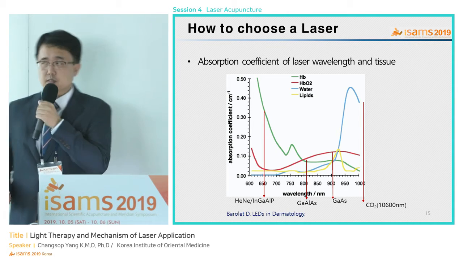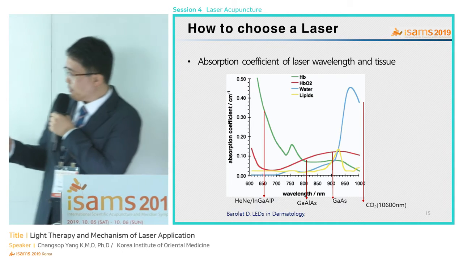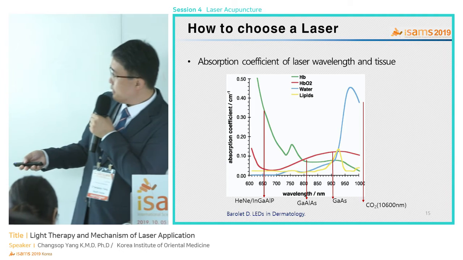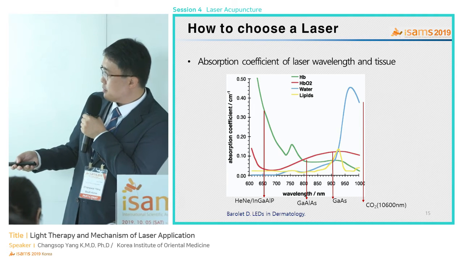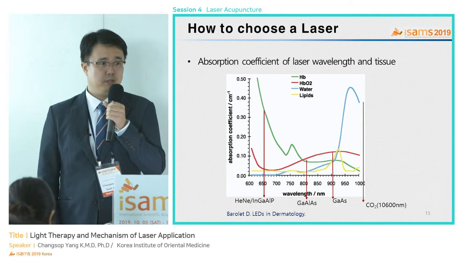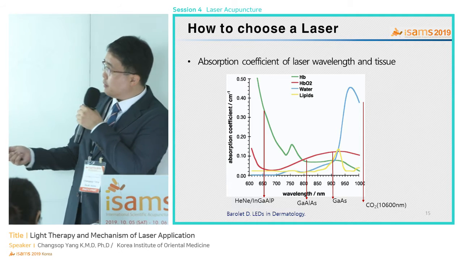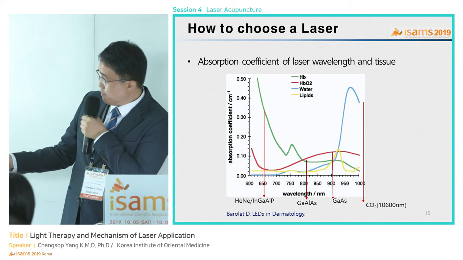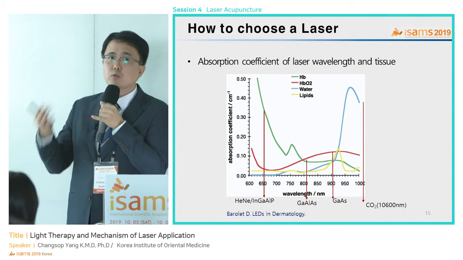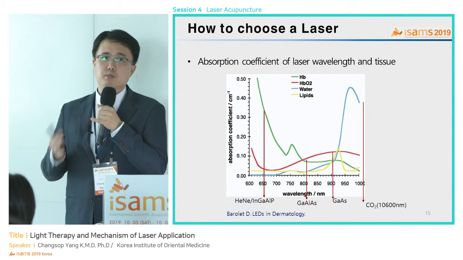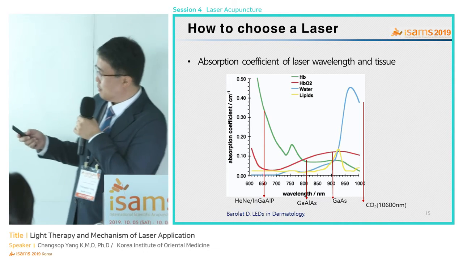This part is for the clinicians. I said that some kinds of lasers are good for acupuncture treatment. Why are some lasers more suitable for acupuncture treatment, and some not suitable?